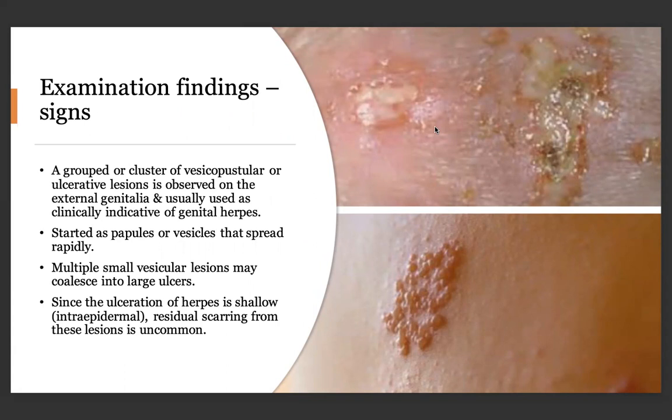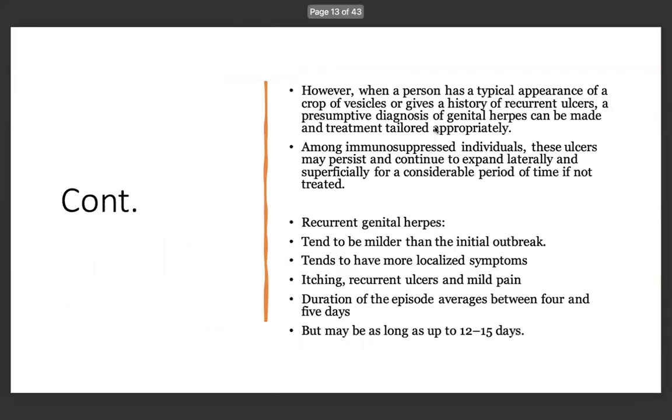It starts as a papule or vesicle that spreads rapidly. Multiple small vesicular lesions may coalesce into large ulcers. Since the ulceration of herpes is shallow, residual scarring from these lesions is uncommon. However, when a person has a typical appearance of a group of vesicles or gives a history of recurrent ulcers, a presumptive diagnosis of genital herpes can be made and treatment tailored appropriately.